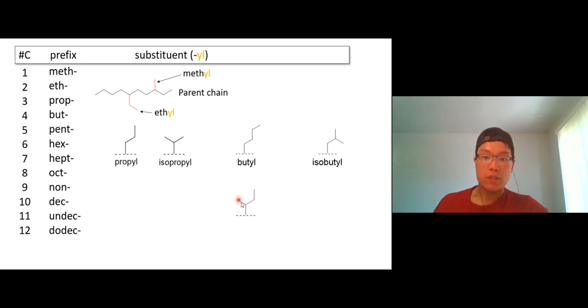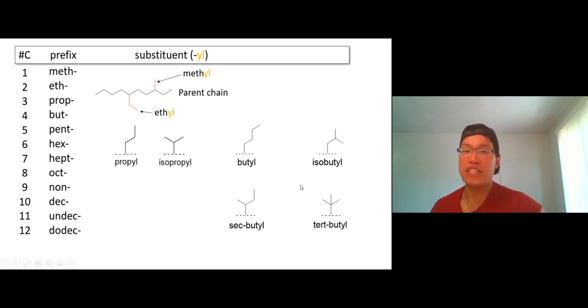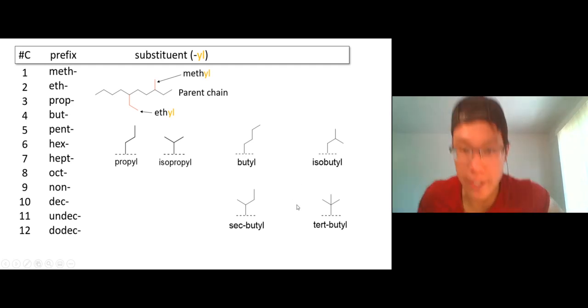Okay. Now if it branches out, but not at the end, at the first position, still 4 carbons, 1, 2, 3, 4, still butyl. But branching out at the first carbon, we call it secondary butyl, or sec-butyl. If it branches out twice at the first carbon, 1, 2, 3, 4 carbons, still butyl, but branching out twice, we call it tertiary butyl, or tert-butyl. It comes from tertiary.